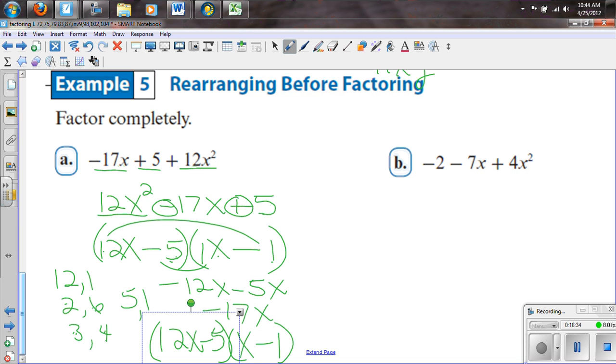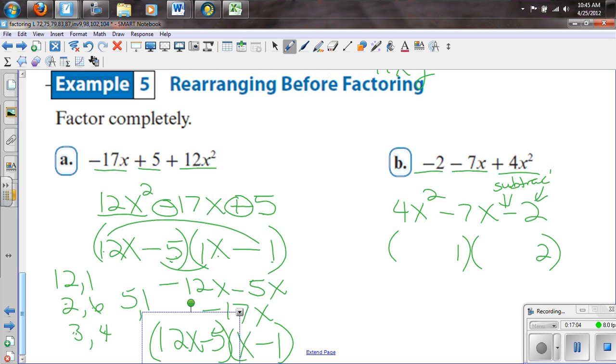One more problem. Again, let's put them in the proper order. So the 4x squared comes first, and then the negative 7x, and don't forget to take the sign with the number, and then the negative 2. And again, we're going to factor this. And so I'm going to try 2 and 1 because that one's prime. So we know that they're going to be subtracted. This tells you subtracted. And the larger one has to be negative because that answer right there has to be negative.